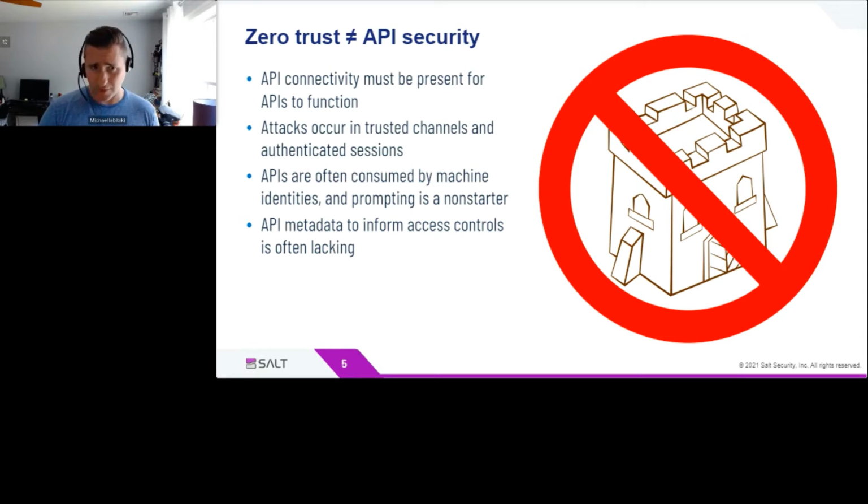And APIs are usually consumed by machine identities too, right? Not just user identities. So you can't necessarily challenge a machine like you would a user, whether that's a consumer or an employee. Automation's kind of the name of the game, and unless a machine's been programmed to respond intelligently to that challenge, it's going to break your API behaviors.